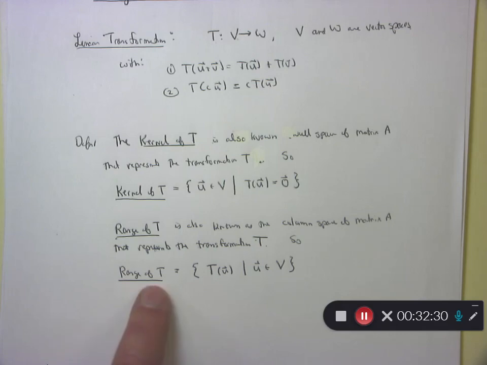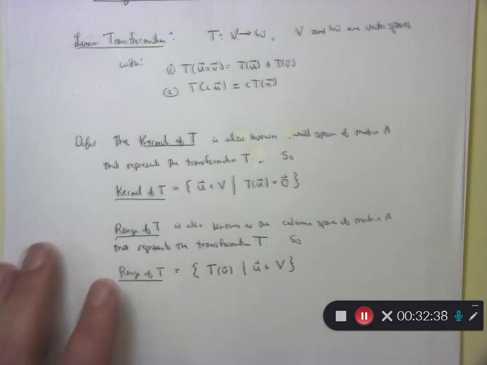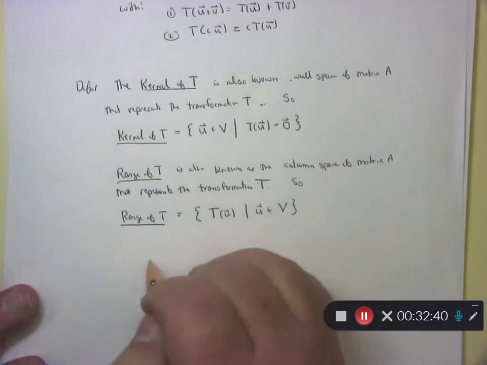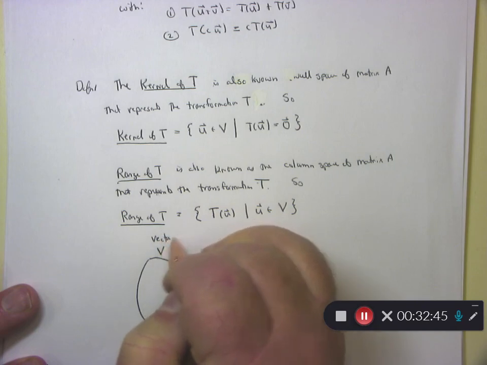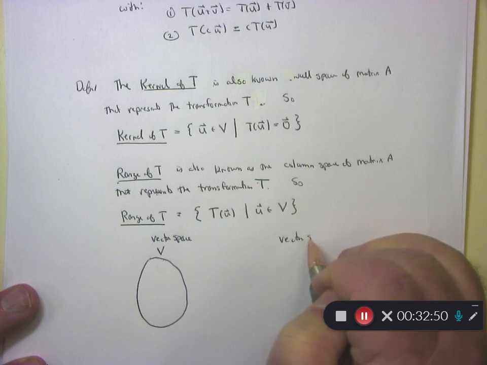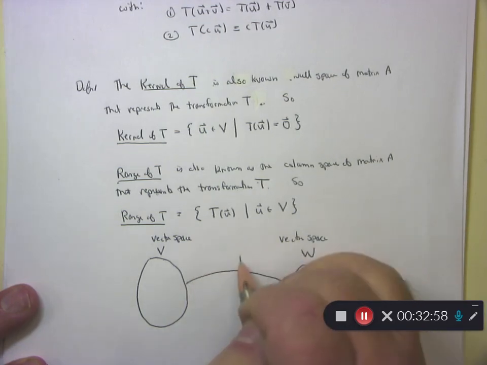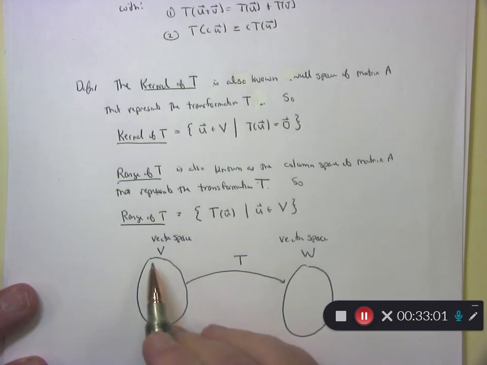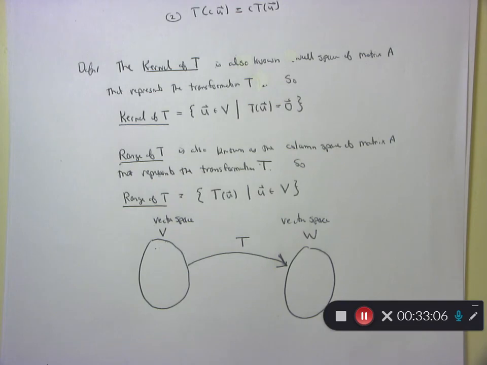So the range of T is equal to T of U such that U came from V. It's the mapping where T goes from... So if you look at this, I have a vector space V, and another vector space W. T is the mapping that takes V into W. Does that make sense?